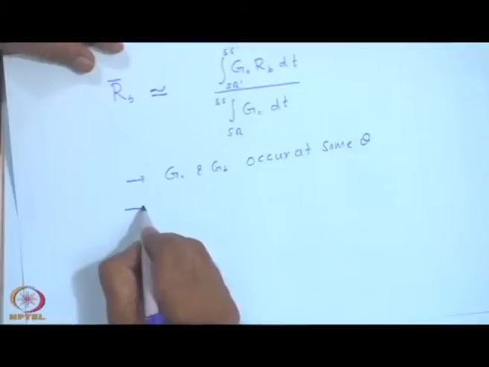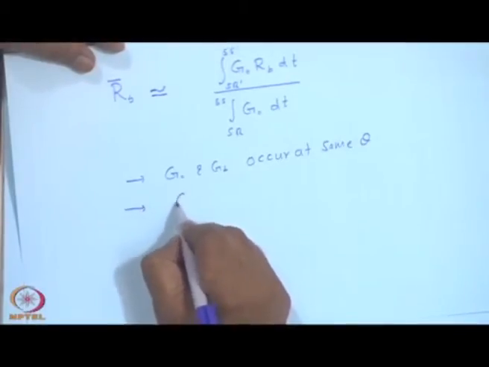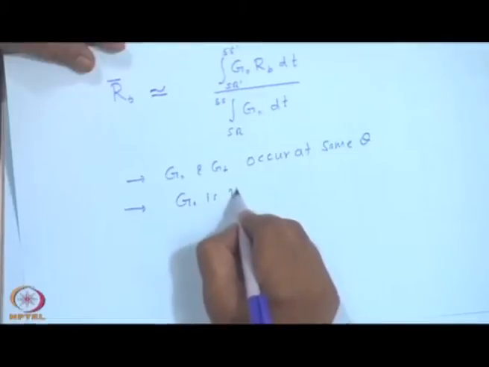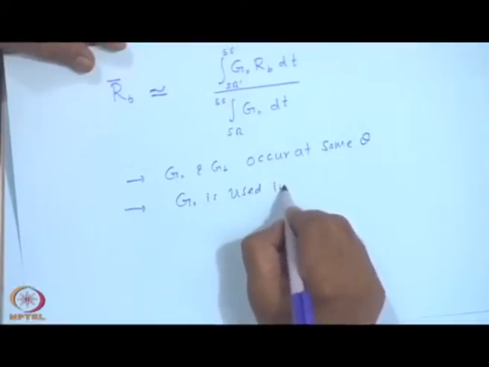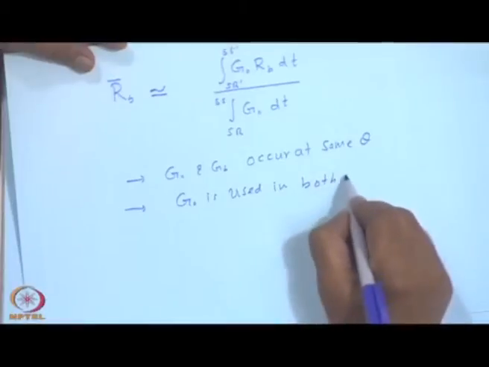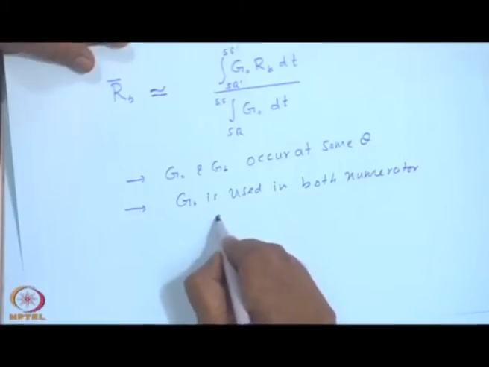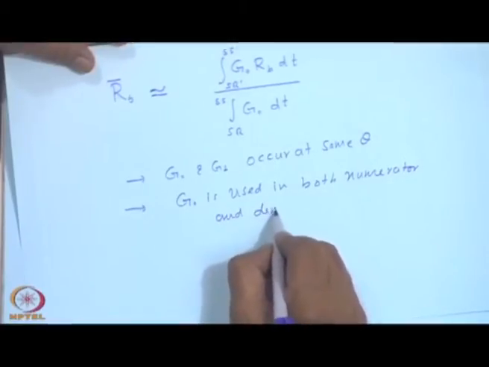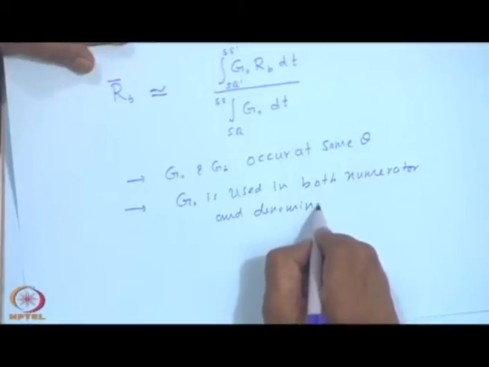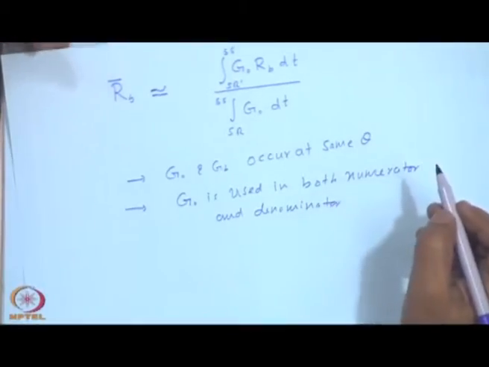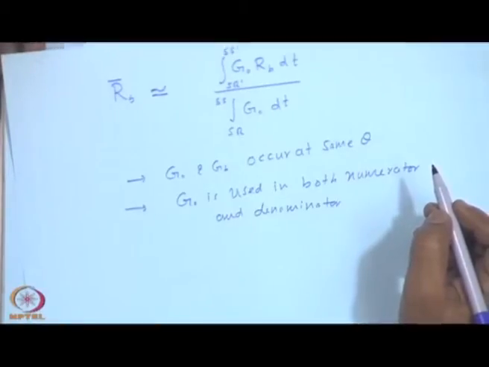Then the second sort of justification is G 0 is used in both numerator and denominator. So, if there is an error in the numerator, there is some error in the denominator also, though not exactly the same. Consequently, some error is likely to get cancelled. So, this appears to be a good approximation.